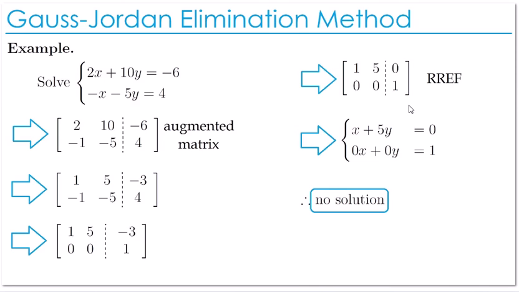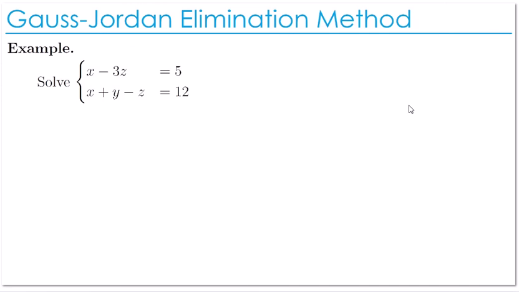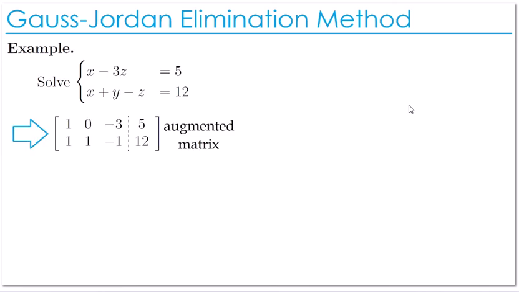Lastly, let us consider this system of equations. x minus 3z is equal to 5, and x plus y minus z is equal to 12. So 2 equations with 3 variables. First step, the augmented matrix. It is this one. 1, 0, negative 3, 5, because there is no y in our first equation, and 1, 1, negative 1, 12.